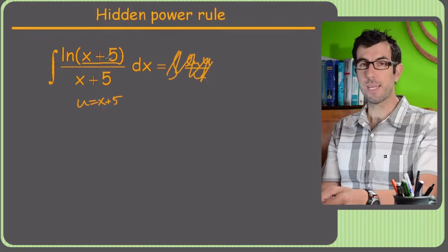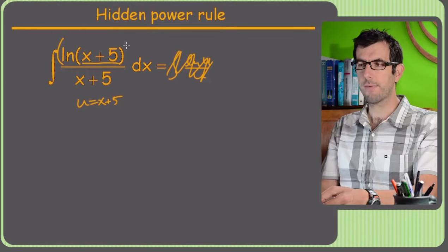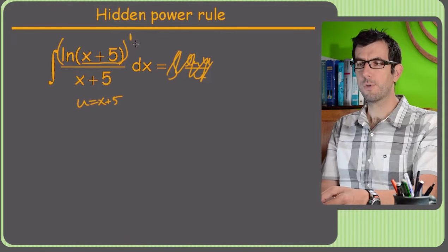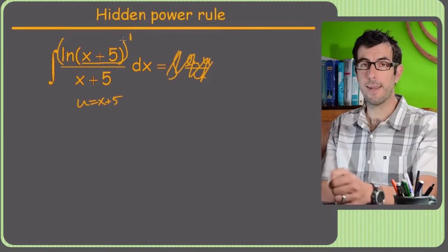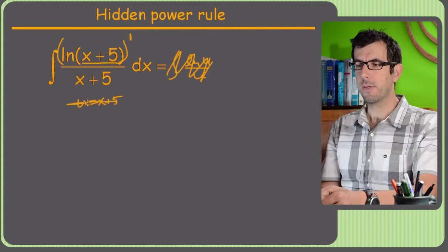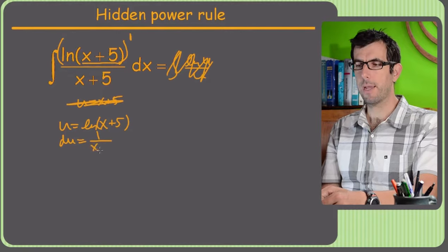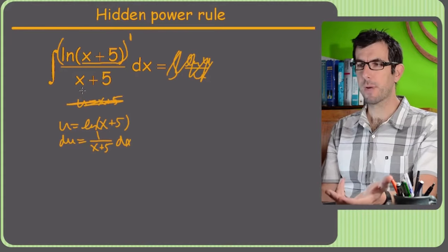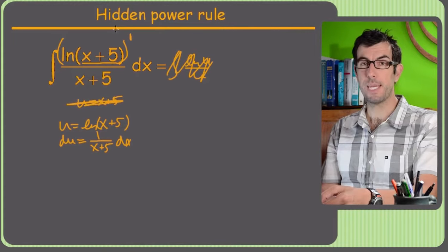So it turns out the big trick here is to think of this as the natural log of x plus 5 to the first power. Because you can always put a 1 exponent on anything you want. So that means our u is going to actually be ln of x plus 5, which means our du is 1 over x plus 5 dx. So the same thing happens as in the previous problem. Just because there's no exponent doesn't mean we can't use the power rule.